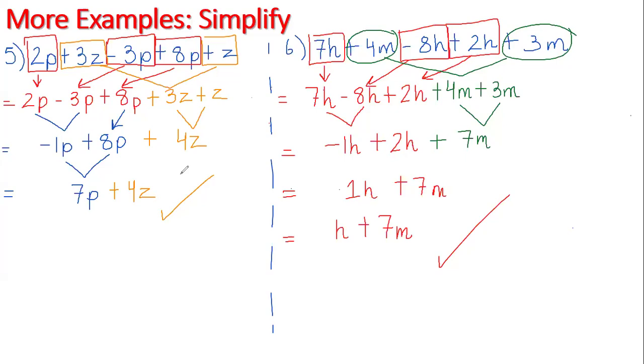So we could know. Good night, Mr. Petit. Hold up. Mr. Petit, excuse me. My answer is still right. I have 1H plus 7M. 1H plus 7M is the same thing. Okay, thank you.